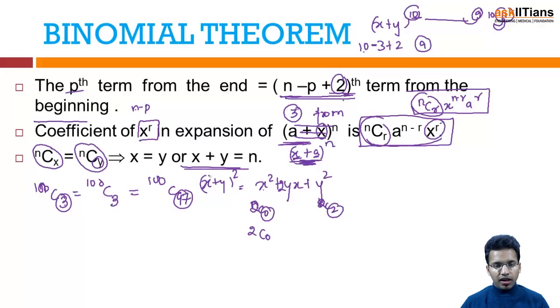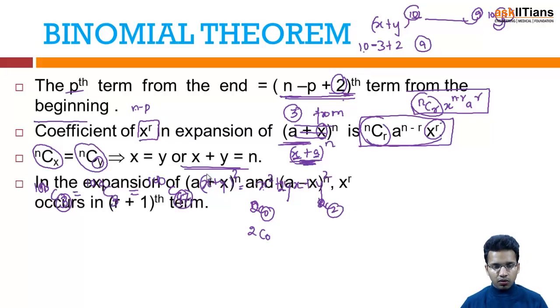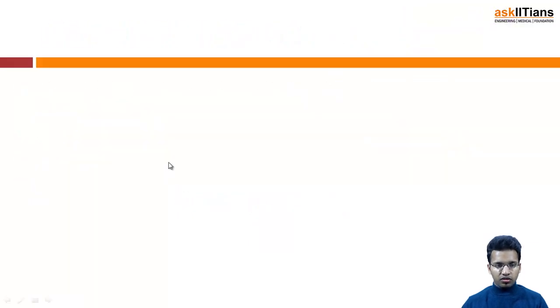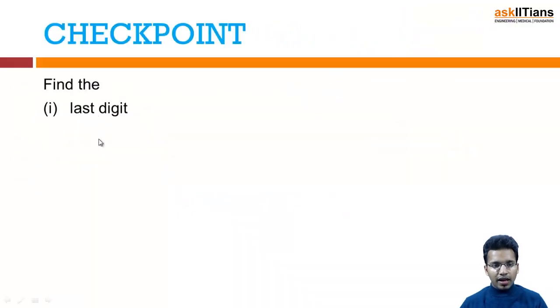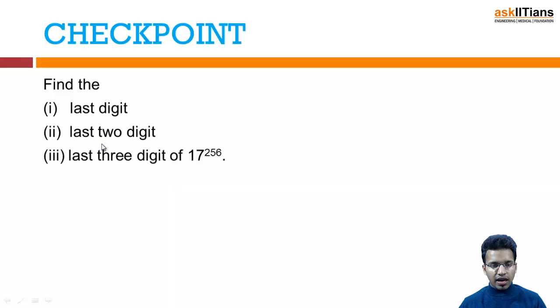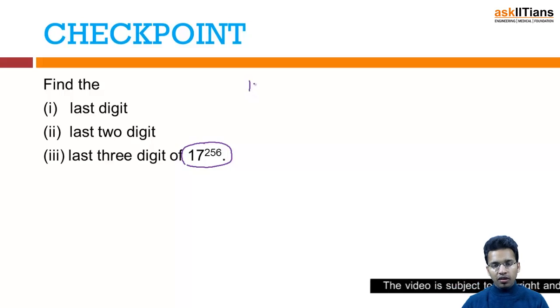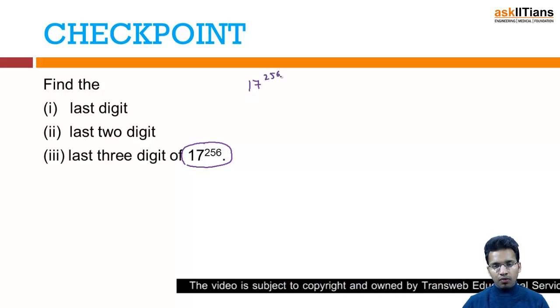Okay, so let's solve some questions based on whatever we have discussed till now. Let's look at the first question. Find the last digit, last two digits and last three digits of this one. Now this is the first very important application of binomial theorem, straight away taking to your competitive exams.